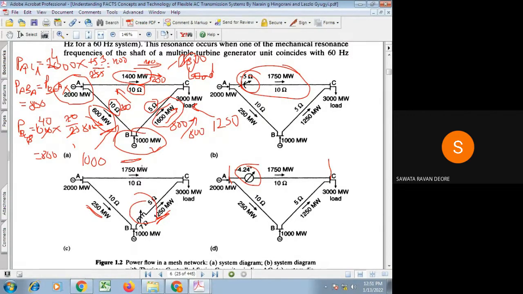So I hope you understand how the FACTS will help here in the given network in order to overcome the bottleneck of the network. Got it?